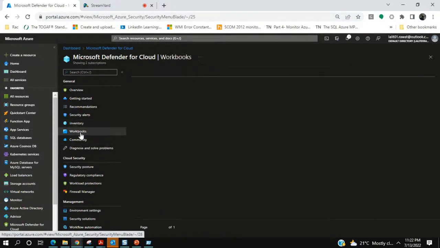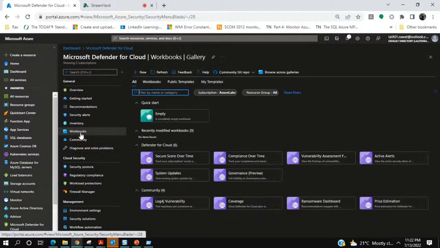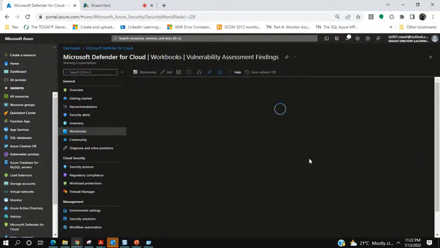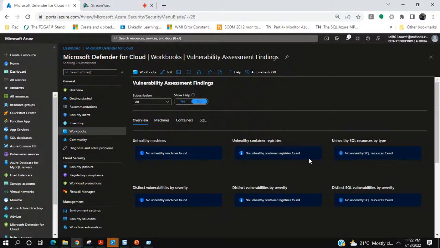Then the workbook, which has a couple of scripts which are already written. So if I just wanted to get my vulnerability assessments, I'll just click on that, and it will take some time to reflect the data. As of now, I don't have container registries or unhealthy virtual machines. It just gives some data around it saying that it did not find anything.